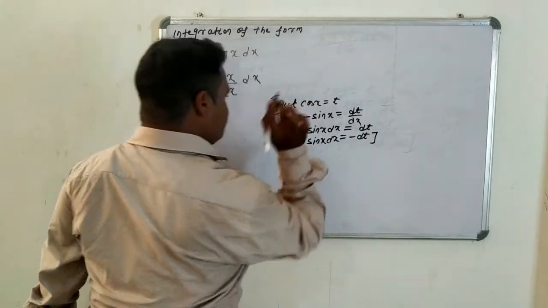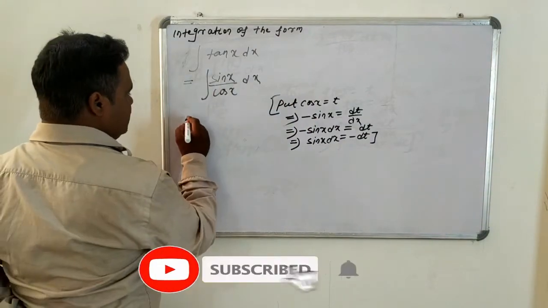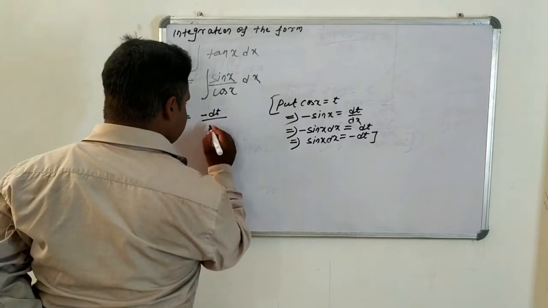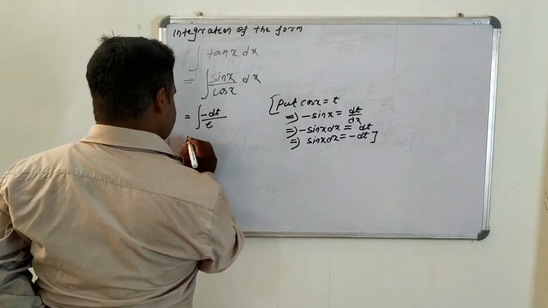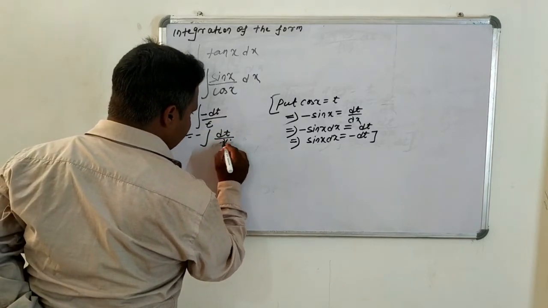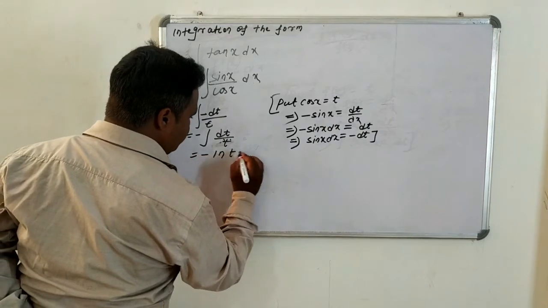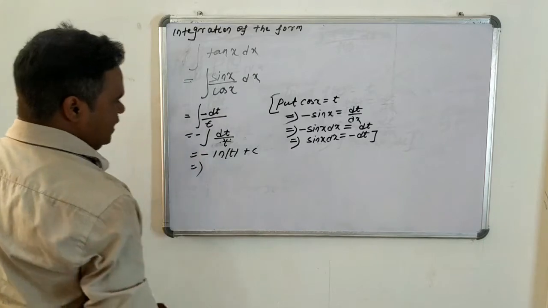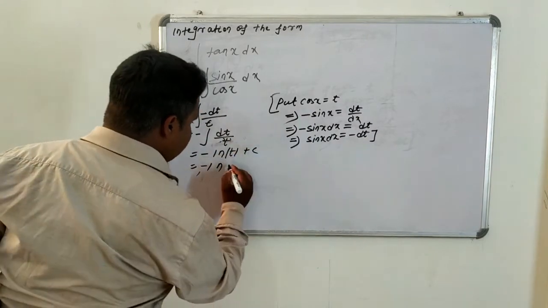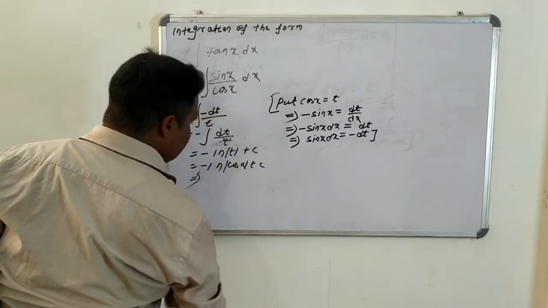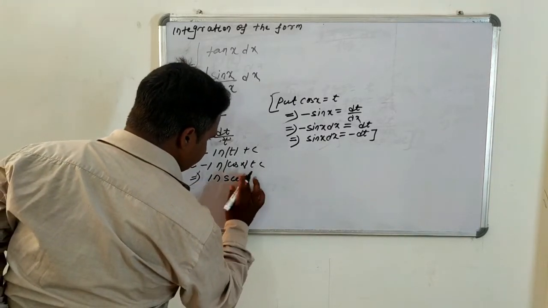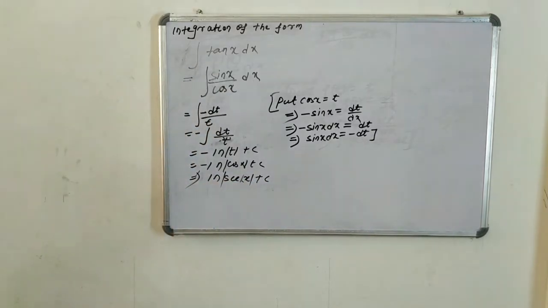Putting this value in the given integral, sin x dx is minus dt, and cos x is t. Minus is a constant, so it comes outside the integration, leaving dt/t. So this value equals minus ln t plus c. Again, t is cos x, so the answer is minus ln of cos x plus c, or another form of the answer is ln of sec x plus c. This is the format for tan x.